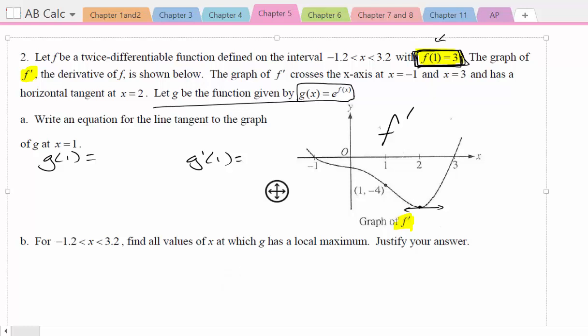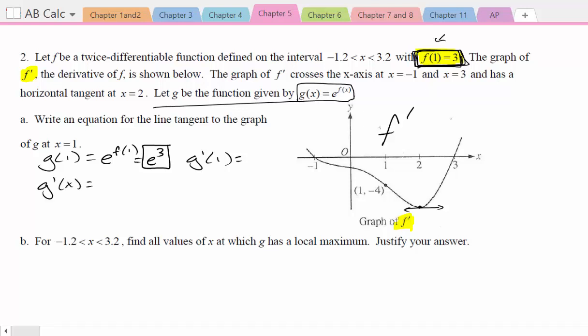So g of 1 is pretty easy. E of f of 1, which f of 1 was given in the directions to be 3. So then this is e cubed. Now g prime of 1 will only be found if I find the derivative. So I need to find the derivative. G prime of x equals the derivative of e to the power of f of x, which is e to the power of f of x times f prime of x. That's your chain rule. G prime of 1 equals e to the power of f of 1 times f prime of 1.